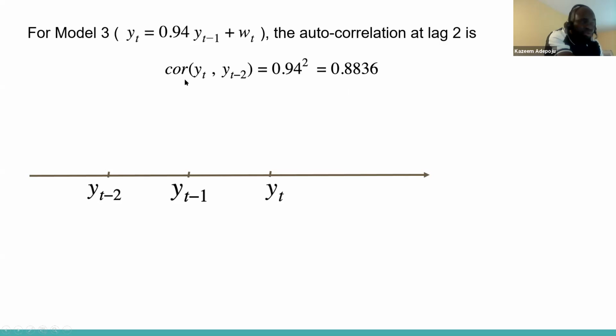So what I'm trying to say here is that, using the idea of the model right here, I'm talking about the correlation between YT and YT minus 2. So this is a correlation at lag 2. But let me tell you something.